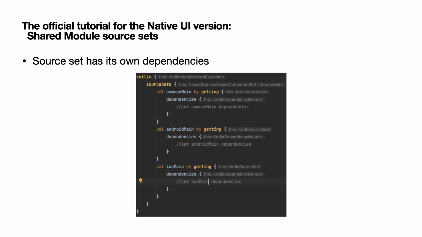In summary, the shared module consists of 3 source sets. If the processing logic diverges between Android and iOS, implement the logic in the androidMain source set and iosMain source set, respectively.